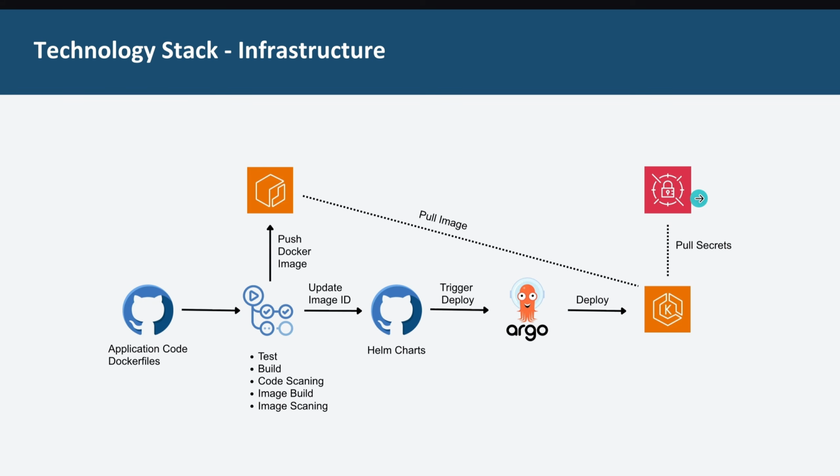It will be pulled from Secret Manager. So this is the high-level DevOps workflow. We are going to set this up end to end, and also see how the image tagging is going to happen and how it gets updated in Helm charts automatically.